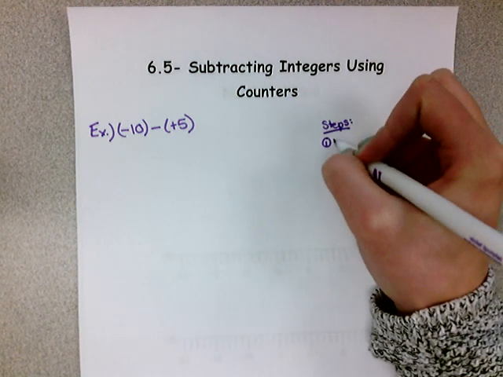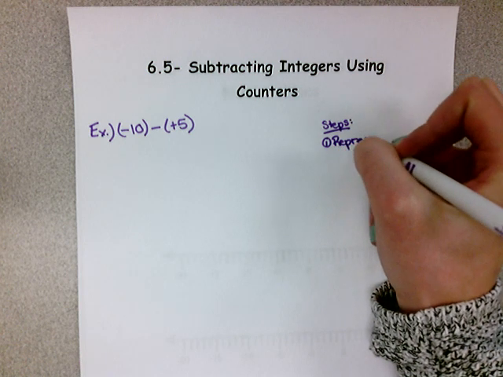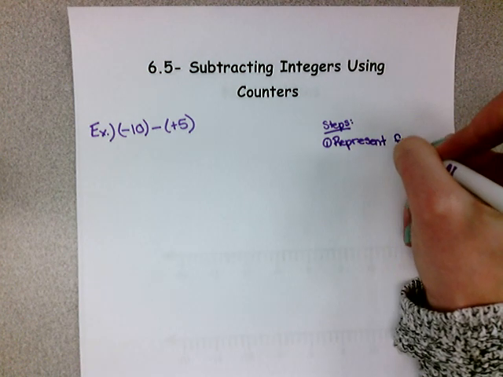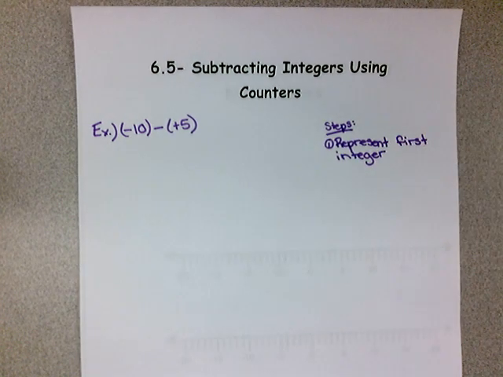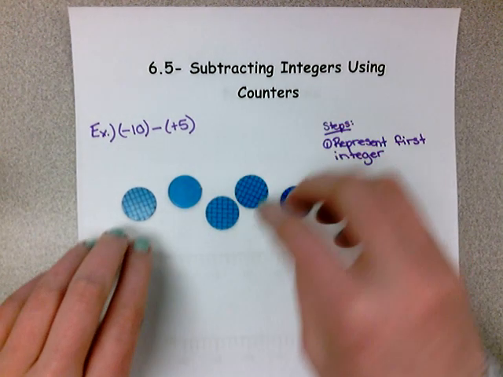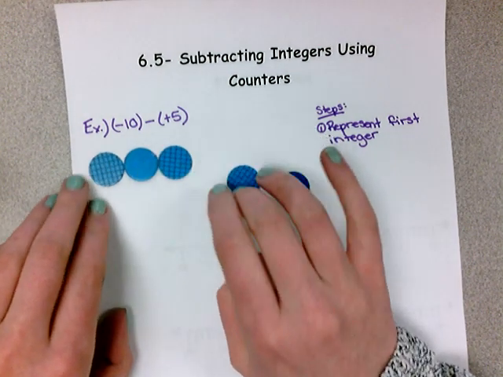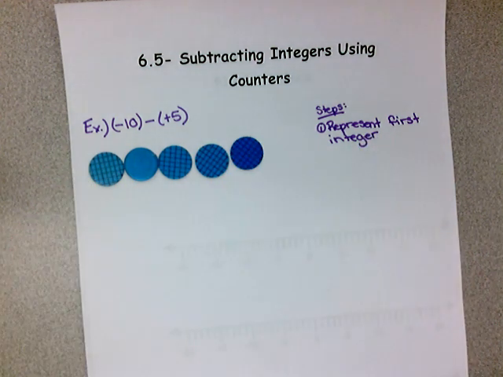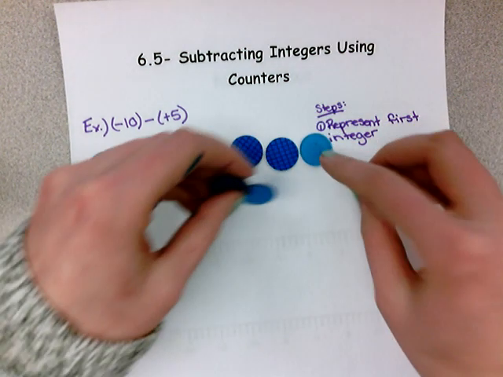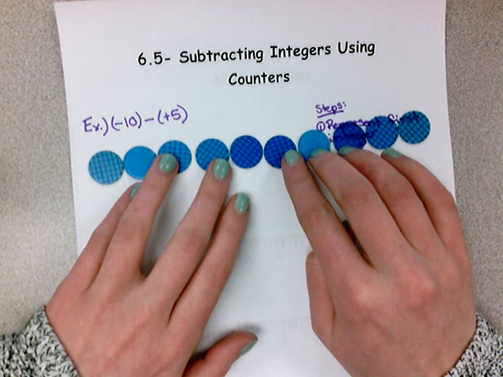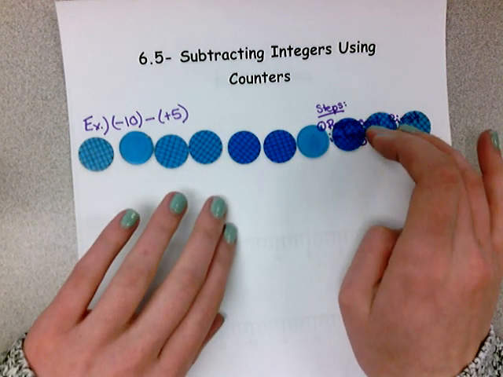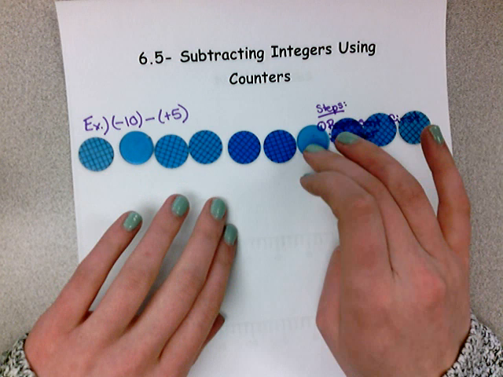Step 1 is going to be the same as with adding. Represent first integer. And you can do that with counters or with drawing. So we're going to start off with counters. So take out -10, so 10 blue counters, and lay them out here. I'm going to go over top of my notes a little bit. So we have our -10 out.